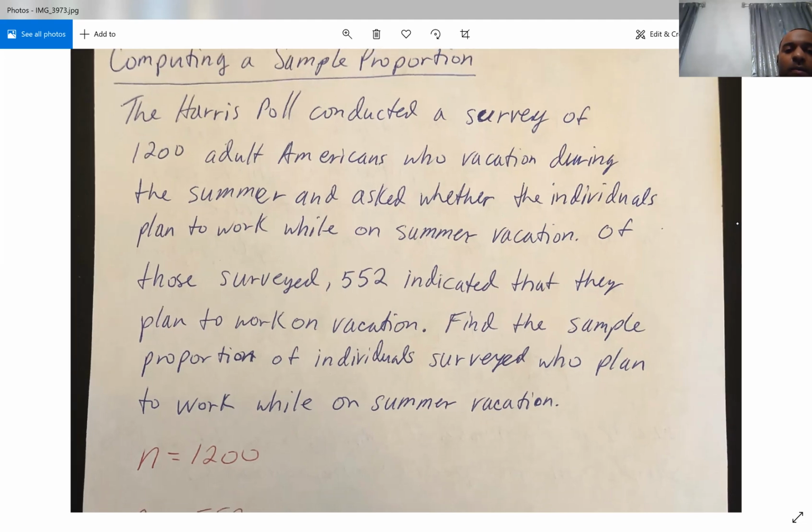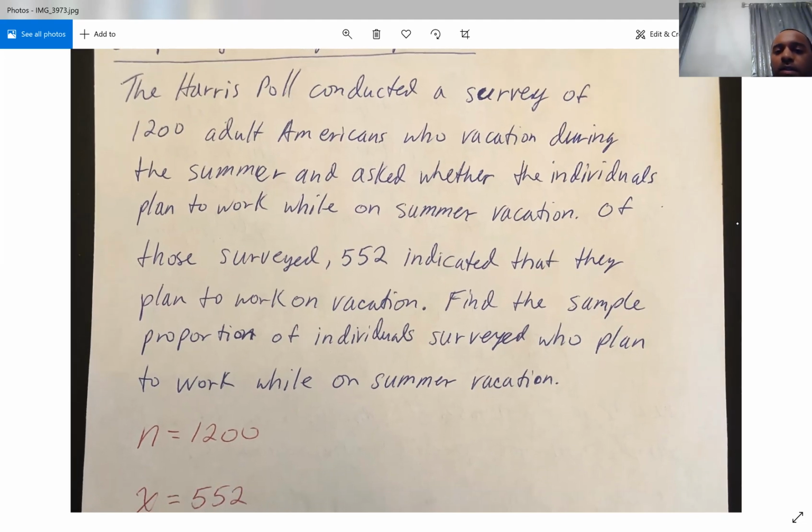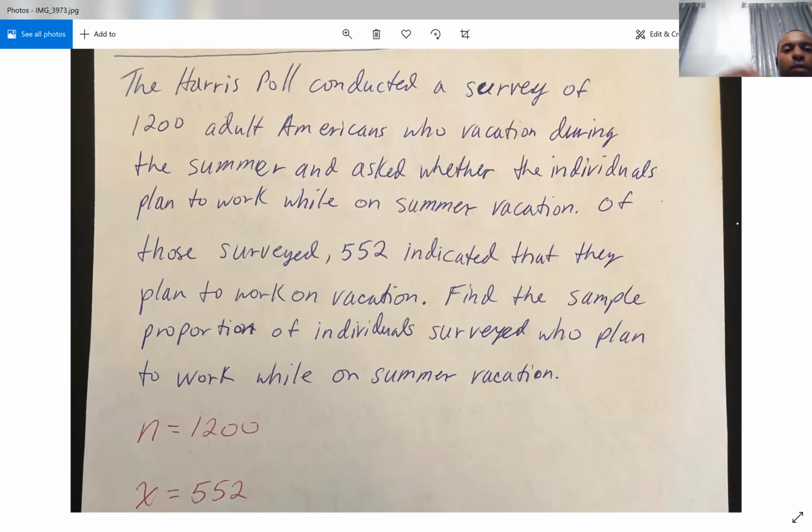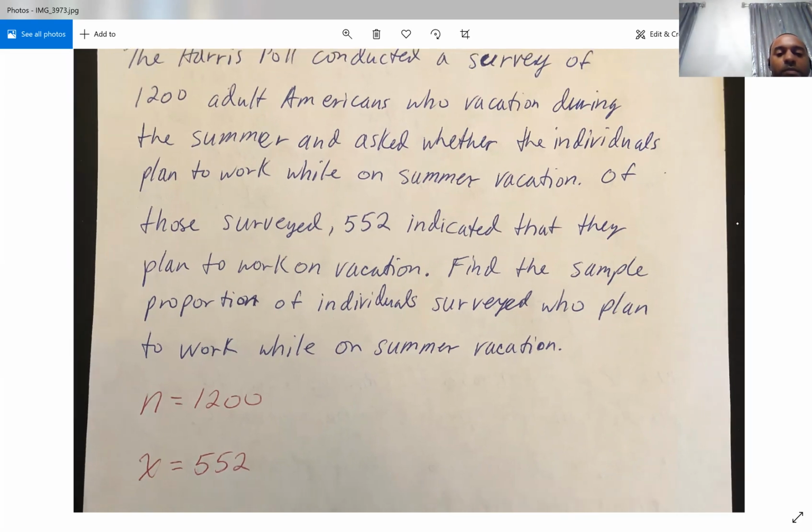All right, so sample size is 1,200. It said the survey of 1,200 adult Americans, so that's your sample size. And then the characteristic that we're looking at is those who plan to work while on summer vacation. So out of the 1,200 surveyed, 552 indicated that they plan on working on vacation.